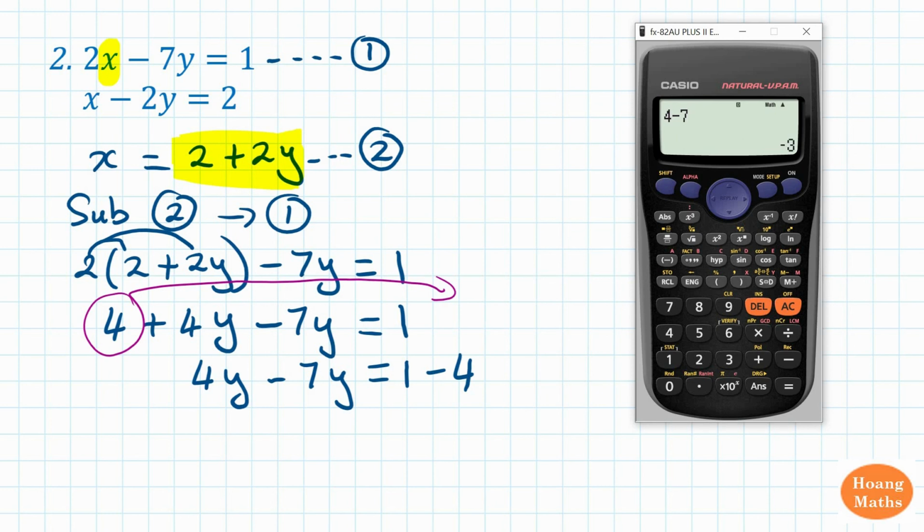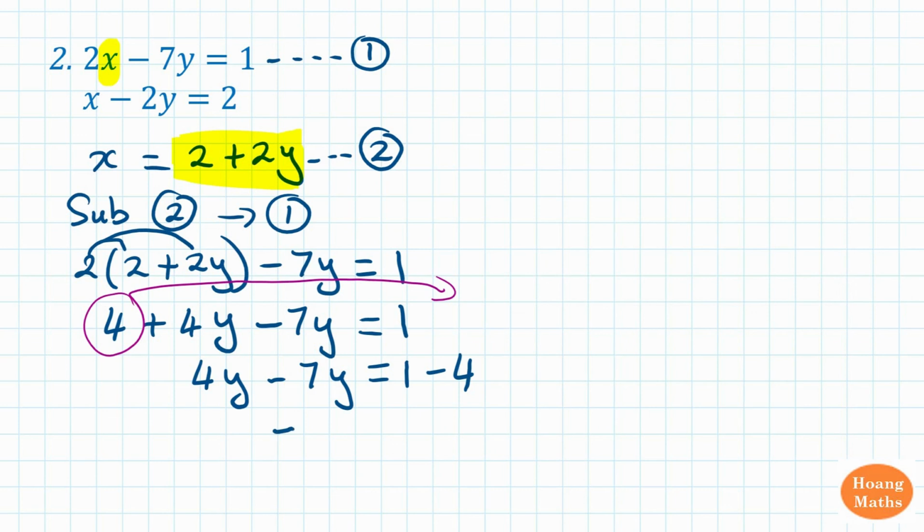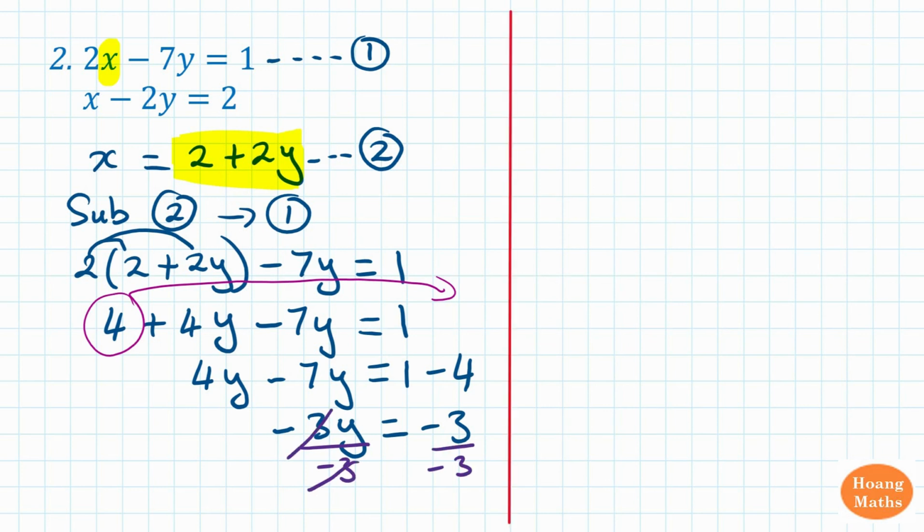So we write negative 3y. Minus 3y is equal to 1 minus 4, which is minus 3. And then to solve for this, we divide this by negative 3. Divide on the right by minus 3 as well. So that cancels out. So therefore, y is equal to 1.